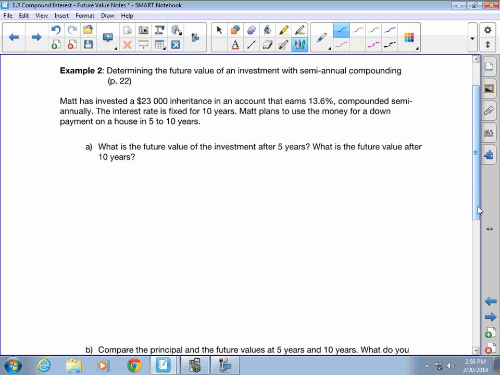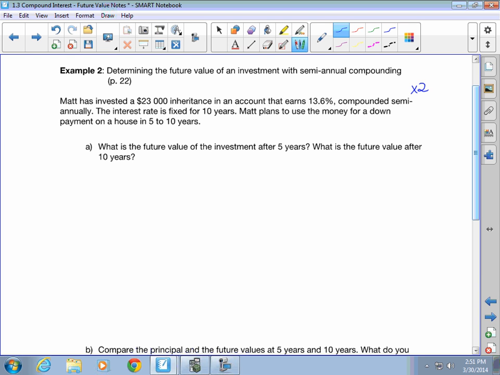Martha has invested a $23,000 inheritance in an account that earns 13.6% compounded semi-annually, so that means twice a year. The interest rate is fixed for 10 years. Martha plans to use the money for a down payment on a house in 5 to 10 years. So the first thing we need to do, it says, what is the future value of the investment after 5 years? What is the future value after 10?